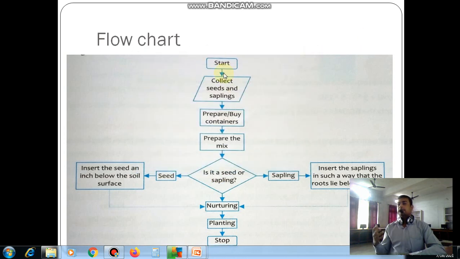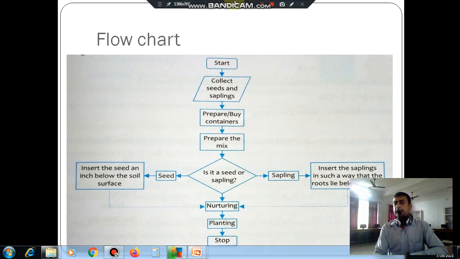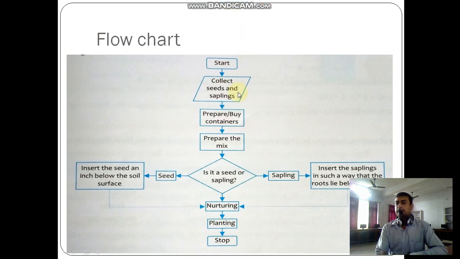Start. So any work we have started, then collect seed and sapling. This is the second process. Then prepare or buy containers. Then prepare the mix, and then after, is it seed or sapling? If seed is there, then you have to sow it inside the ground, and if sapling is there, then you have to sow the root only, and the upper portion should be outside the ground. Then after, in both the cases, you have to nurture, then planting, and then your work is over.